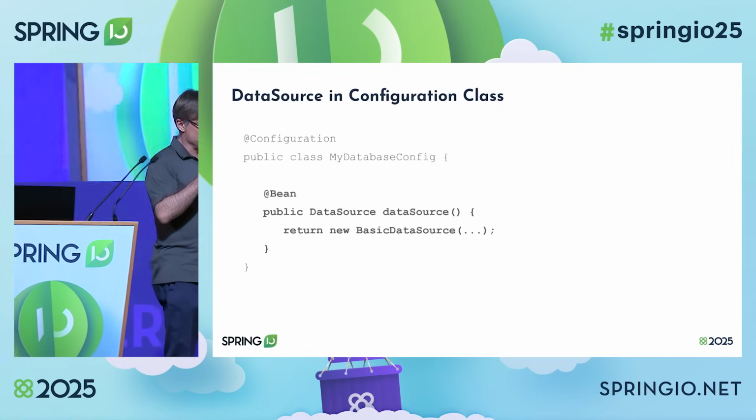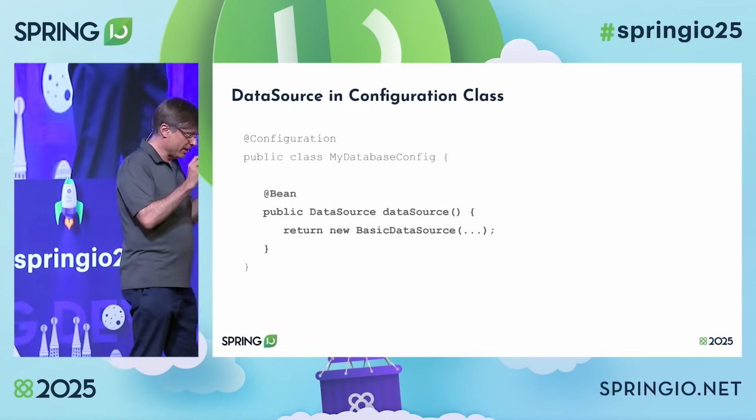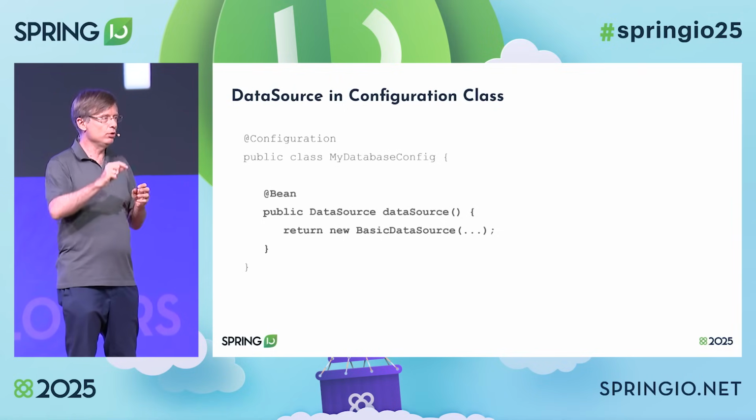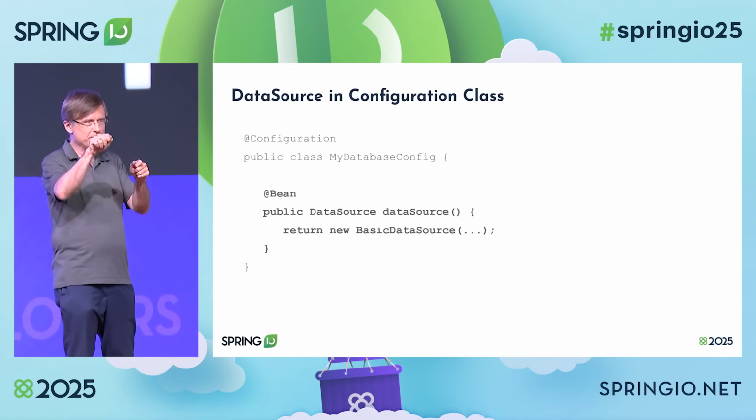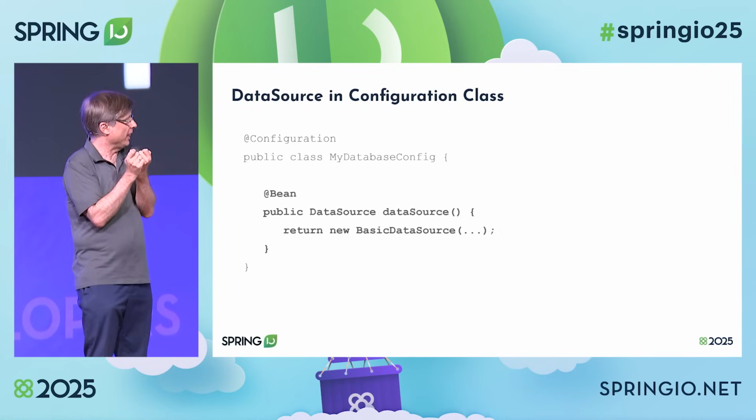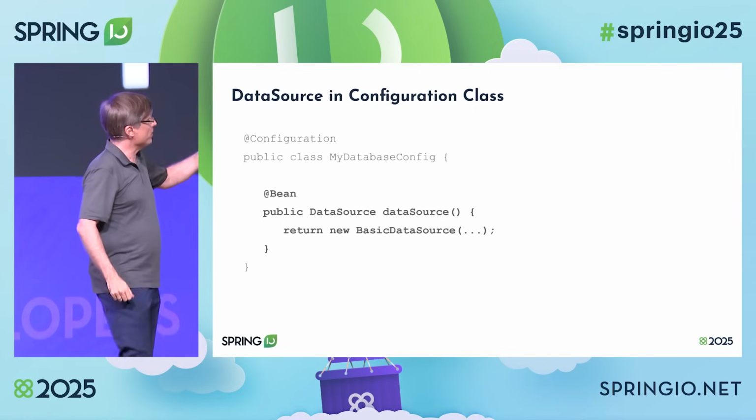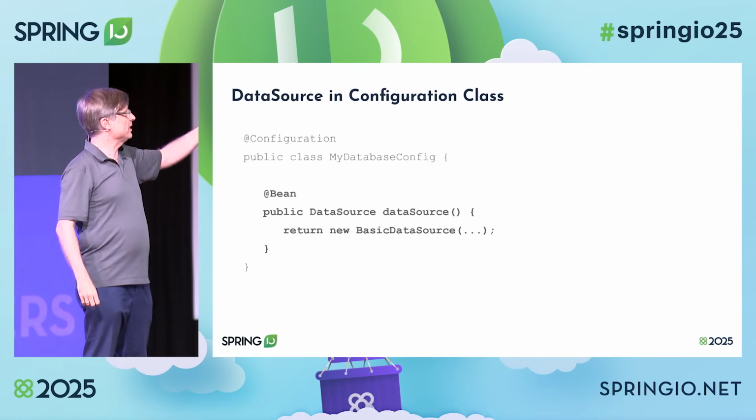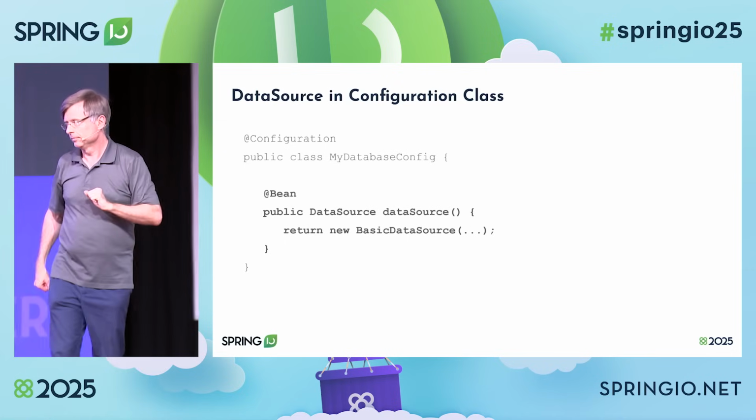In the background, this thing that we call bean definition, you could register that directly. You could do new generic bean definition, set bean class, set factory method name. You could programmatically build that thing and register it yourself. Configuration classes just are a convenient declarative way of this automatically happening for you.